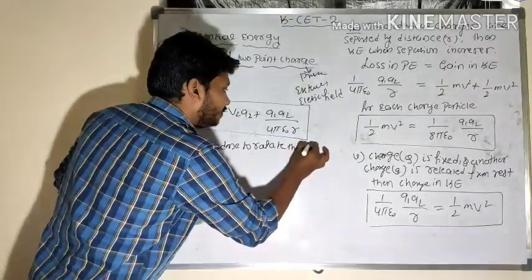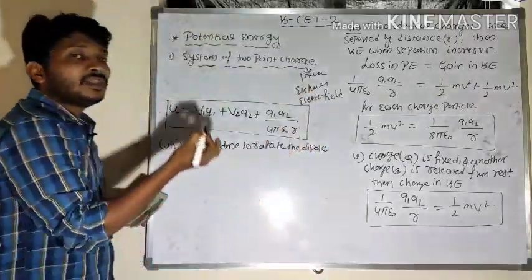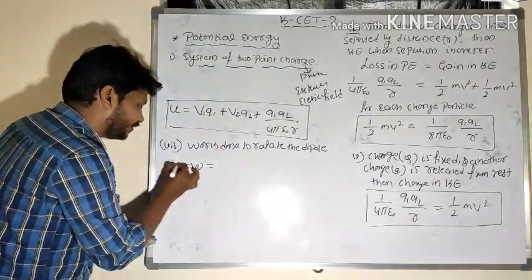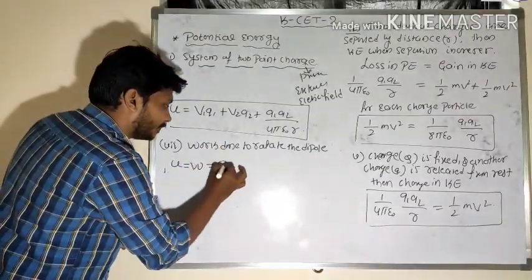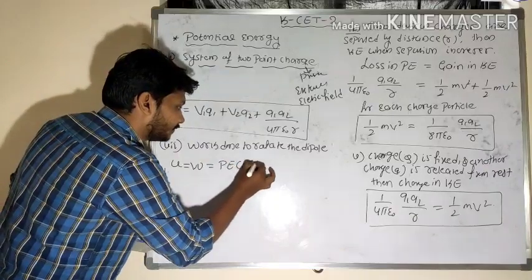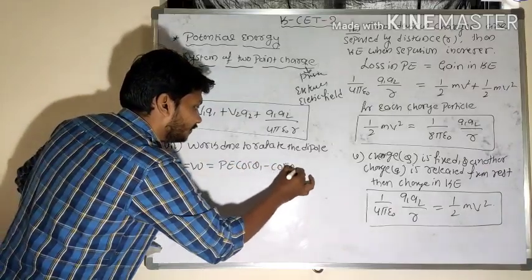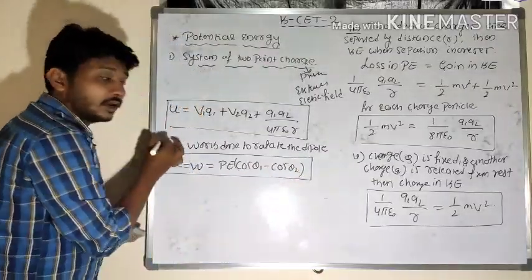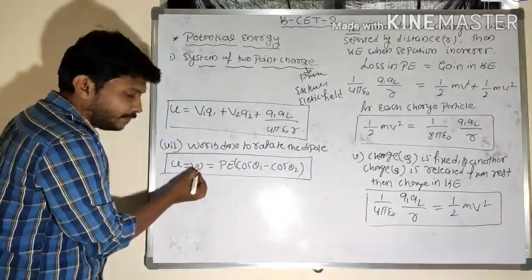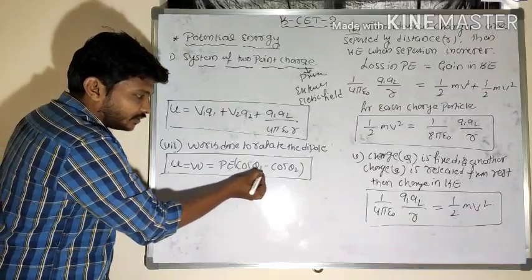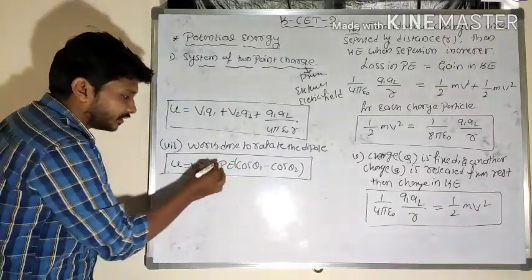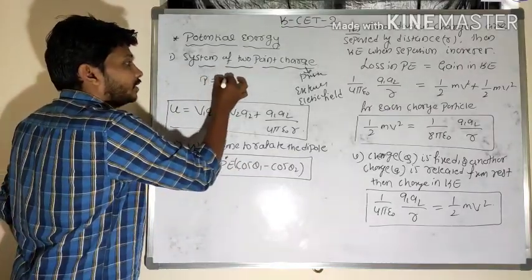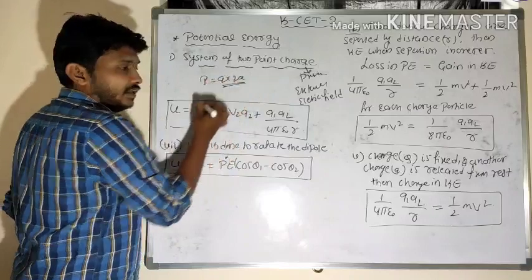To rotate the dipole, the work done is stored as potential energy. So W is equal to what? P into E, cos theta 1 minus cos theta 2. What is the equation for work done to rotate the dipole in the presence of a uniform electric field? W is equal to P E (cos theta 1 minus cos theta 2). Here P represents the dipole moment. What is the formula for dipole moment? Q into 2a.